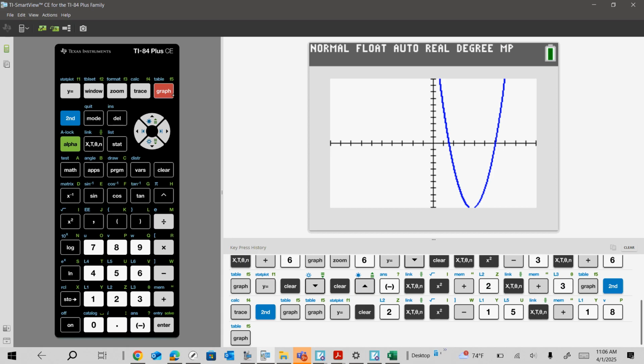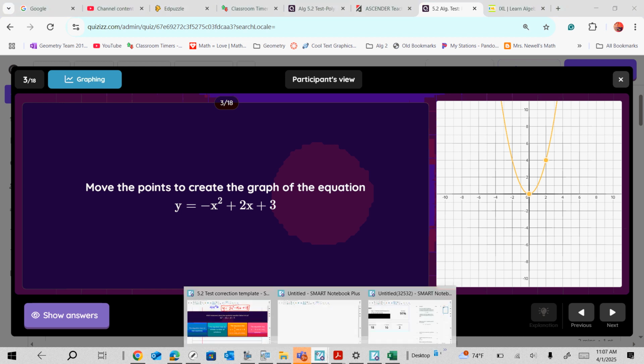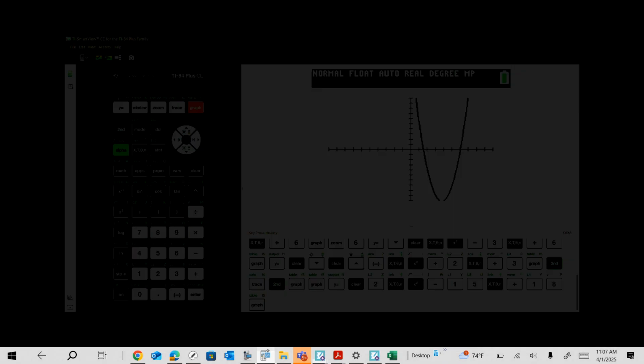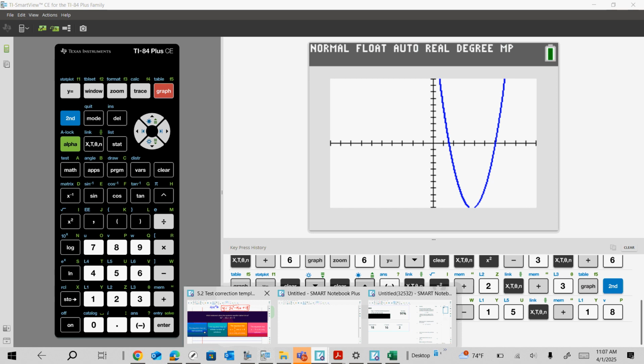So one of the answer choices you had was the equation has no real solution. How do you know if it has no solution? If you look at a graph, how do you know it has no solution? Yeah, if it doesn't touch the x-axis. So like if I look at my graph, it touches it 1, 2 times. So it has 2 real solutions. So I can't pick that.